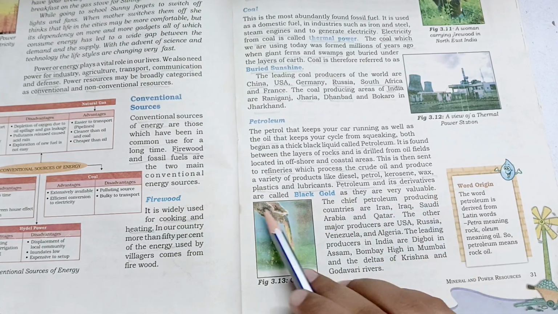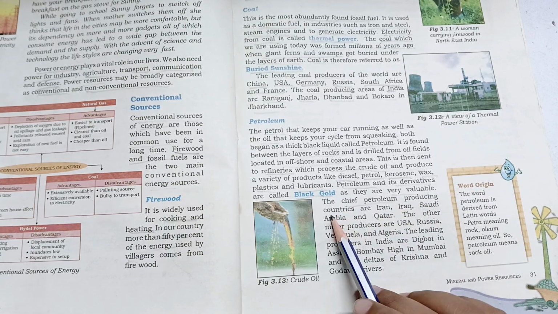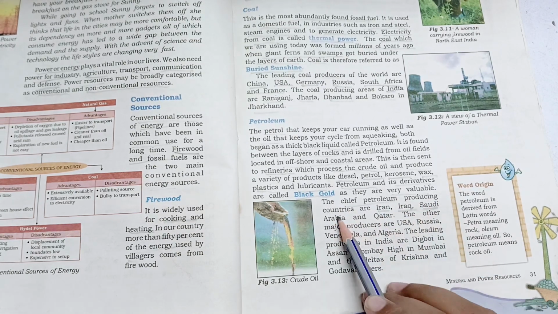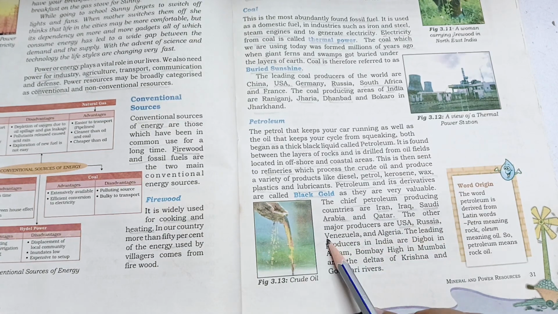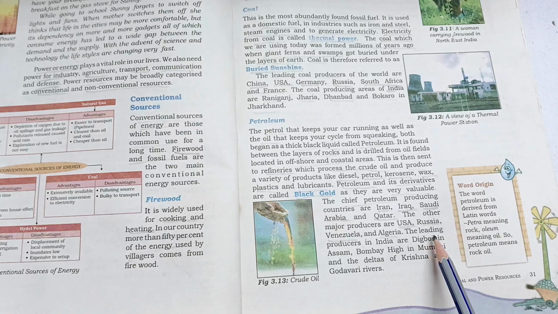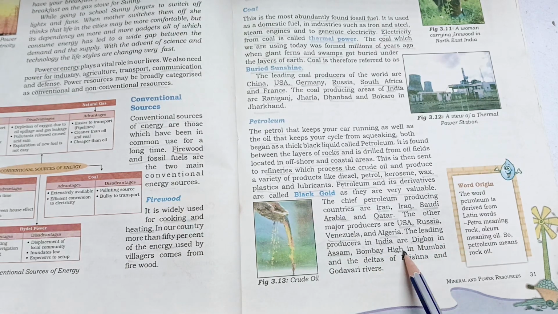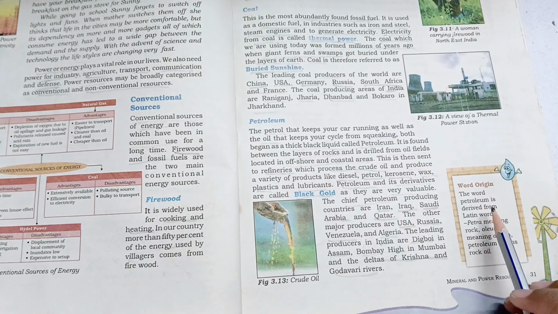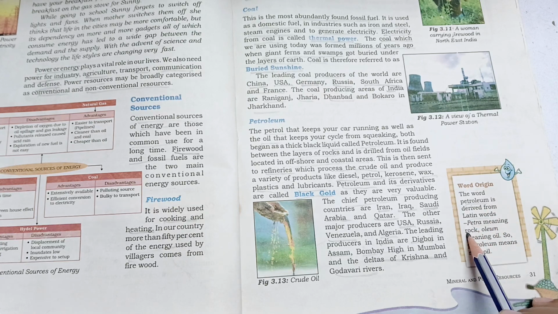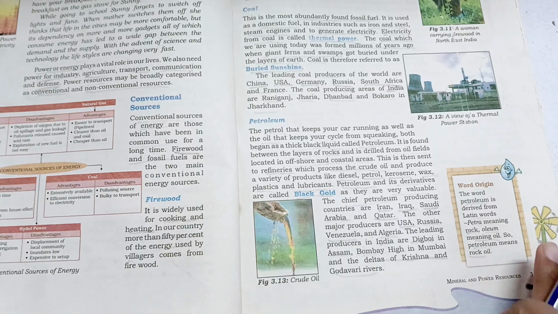Petroleum and its derivatives are called black gold as they are very valuable. The cheap petroleum producing countries are Iran, Iraq, Saudi Arabia, and Qatar. The other major producers are USA, Russia, Venezuela, and Algeria. The leading producers in India are Digboi in Assam, Bombay High in Mumbai, and the deltas of Krishna and Godavari rivers. Word origin: the word petroleum is derived from the Latin word petra meaning rock, oleum meaning oil. So petroleum means rock oil.